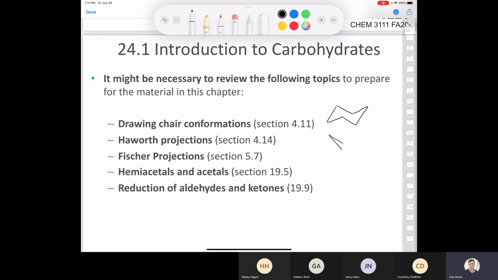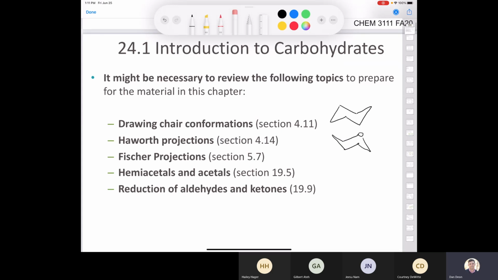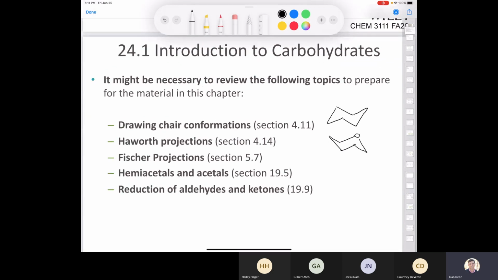Well, now we're going to talk about chairs. Well, that's not a very good chair. We're going to talk about chairs with an oxygen in the ring, because we have a six-membered ring with an oxygen in it when we draw the closed form of a molecule like glucose. We'll talk more about that later on.